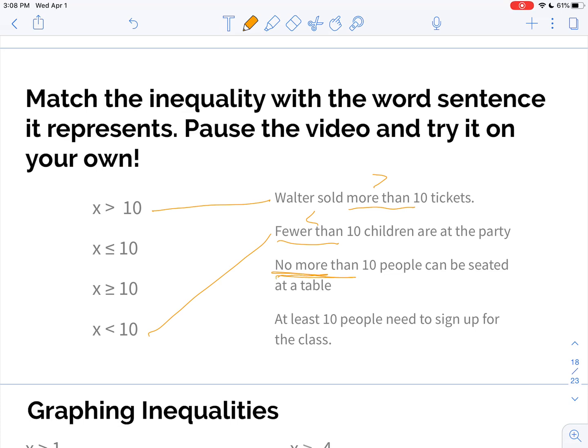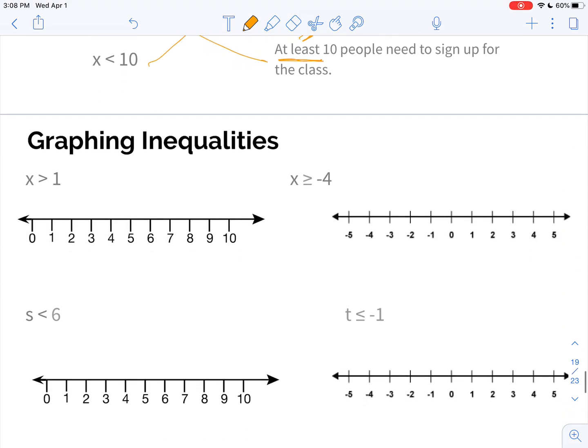No more than 10 people can be seated at the table. So "no more than" is actually less than or equal to 10 because more than 10 people can't sit there. It has to be 10 or less. So I would match that one to this one. And hopefully this one is the last one. At least 10 people need to sign up for the class. So "at least" means greater than or equal to. So this would go to X is greater than or equal to 10.